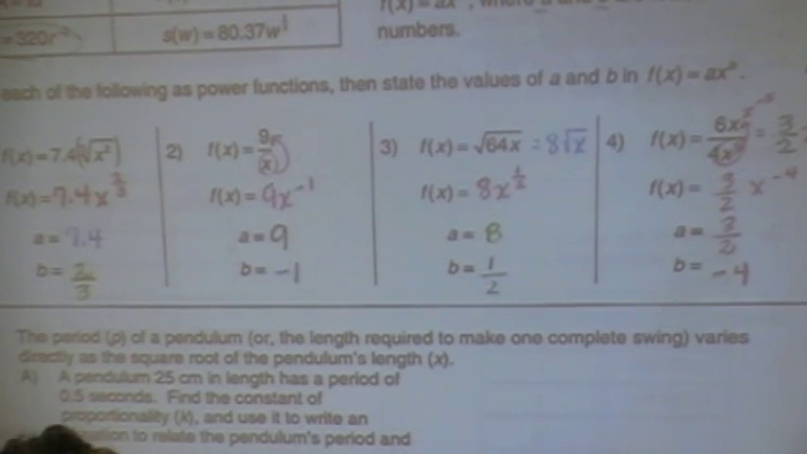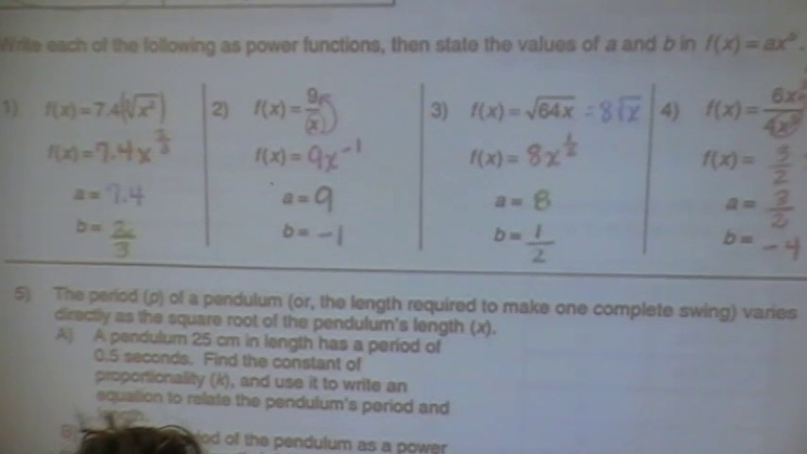So that's kind of what we did yesterday. Now on 5, you're going to combine what you just did with variation with what we did yesterday. So number 5, we've got the pendulum. The period of a pendulum, or the length of time required to make one complete pendulum swing, varies directly as the square root of its length. So first thing you have to do is set up your formula. Do that, and then we'll plug in.